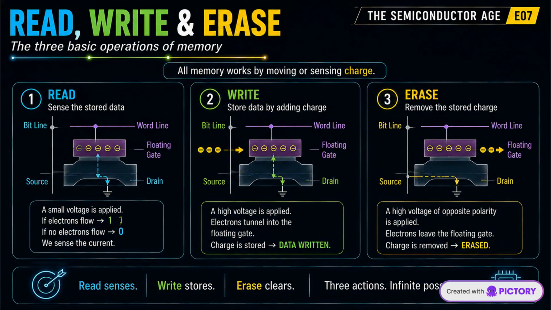Semiconductor memory performs three fundamental operations: read, write, and erase. Reading detects the stored state. Writing changes that state, while erasing removes previously stored information. The exact physical process differs between memory technologies, but these three operations form the foundation of digital data storage.